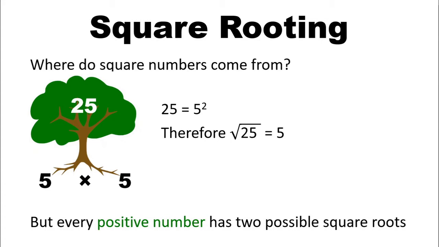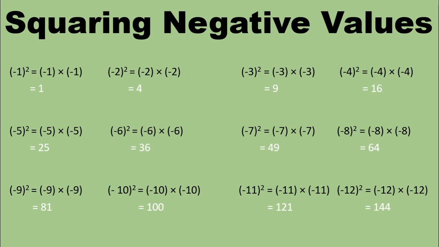I see a positive number here in green. Maybe that's a hint about the sign. Remember when we squared negative values, the result was always a positive number? Because when you multiply a negative number by a negative number, the signs are the same. They multiply together to give a positive number.